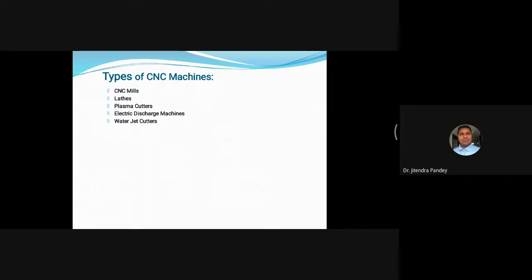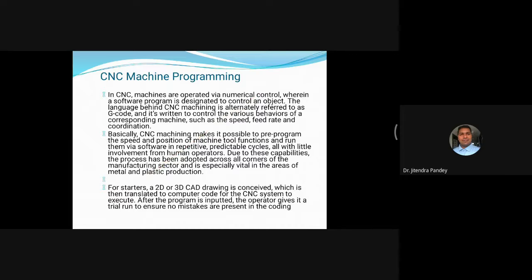CNC मशीन भी जो है, ये वास्तव में प्रैक्टिस के अंडर में आता है. उसमें क्या क्या हो सकता है भाई? CNC मिल हो सकता है, लेथ हो सकता है, प्लाज्मा कटर हो सकता है, इलेक्ट्रिकल डिस्चार्ज मशीन हो सकता है, वाटर जेट कटिंग हो सकता है. और जो CNC मशीन होता है, it is fully working on the programming only and to control the machine.